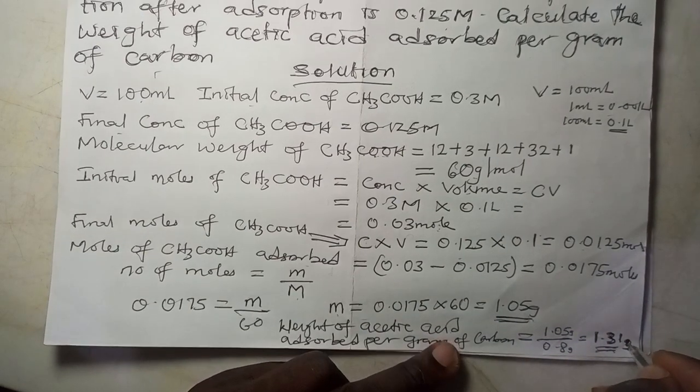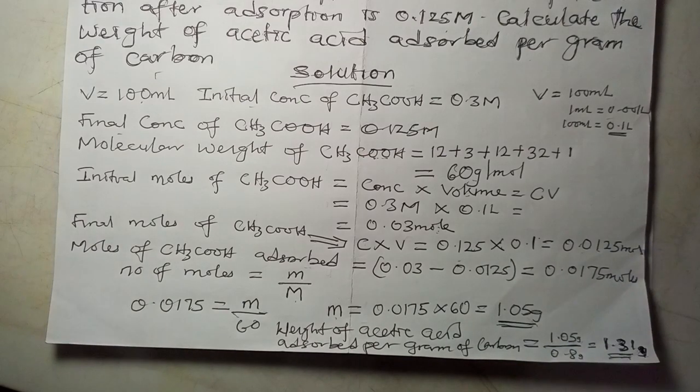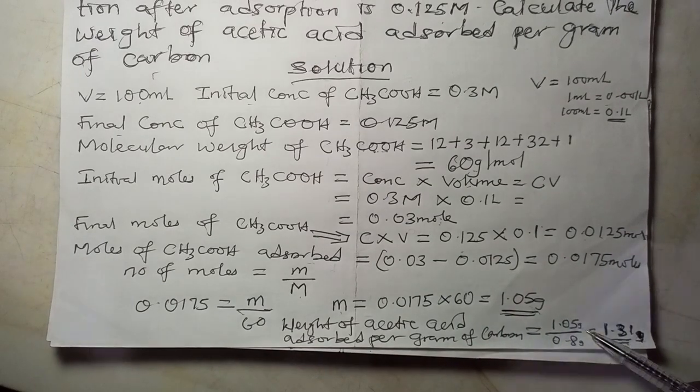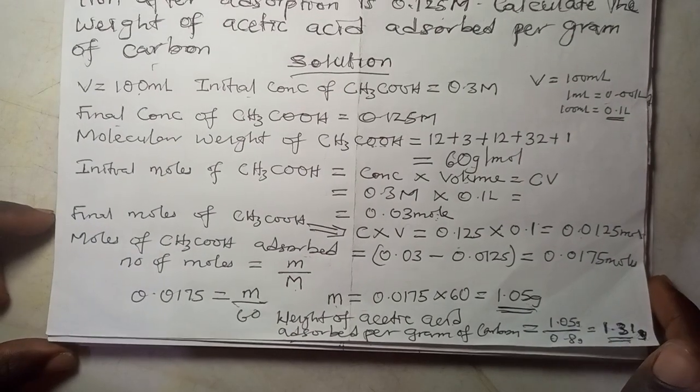Let me remove this gram, because by the time gram divides gram, it will just give you 1.31, because it is a ratio of similar quantity. That means weight is in gram, and then I say per gram of carbon also in gram. So let's just leave the answer as 1.31.